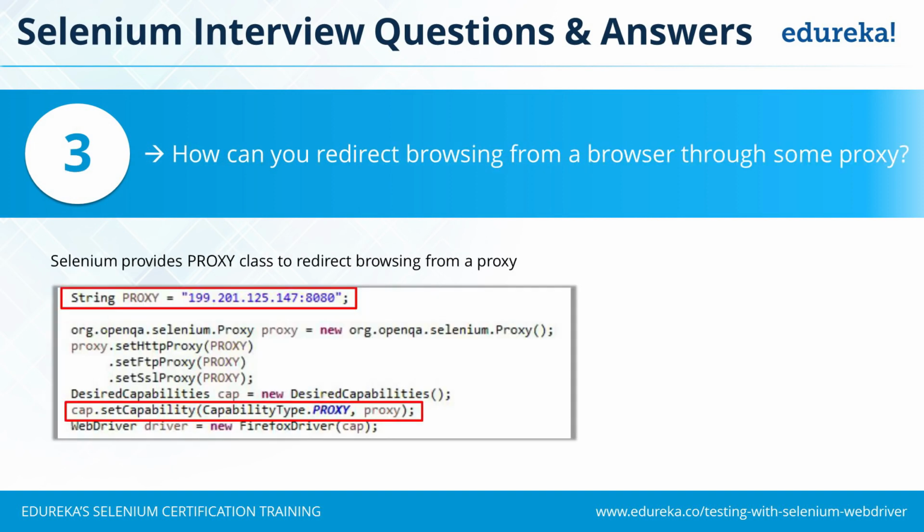Okay. So moving on to the next question. How can you redirect browsing from a browser through some proxy? So if I want to set a proxy for my browser from where it should access the particular application URL, is it possible using Selenium WebDriver? Yes, it is possible. How does Selenium provide this facility?